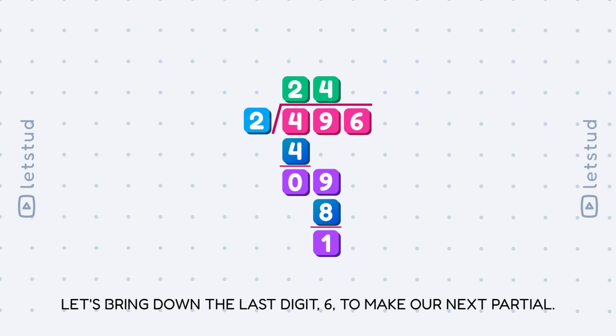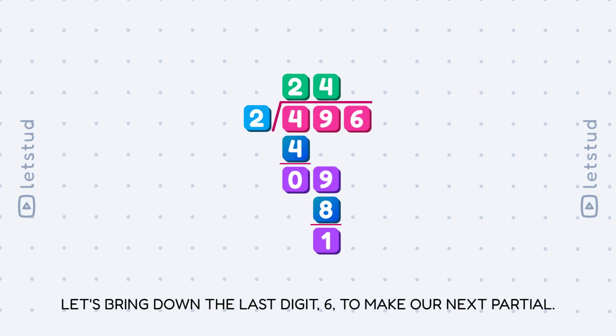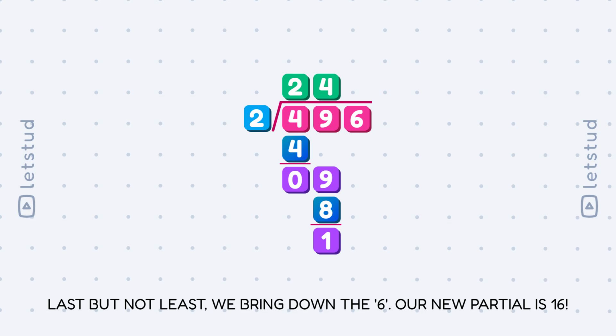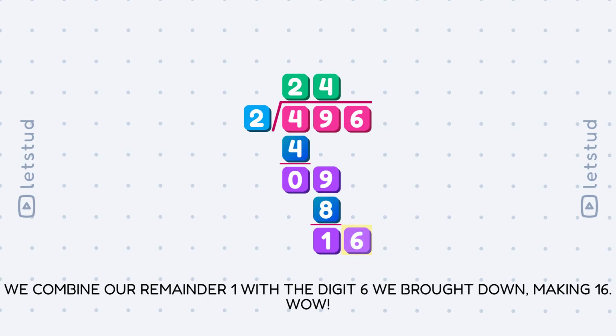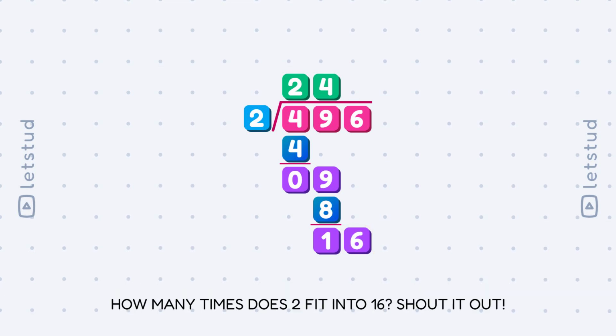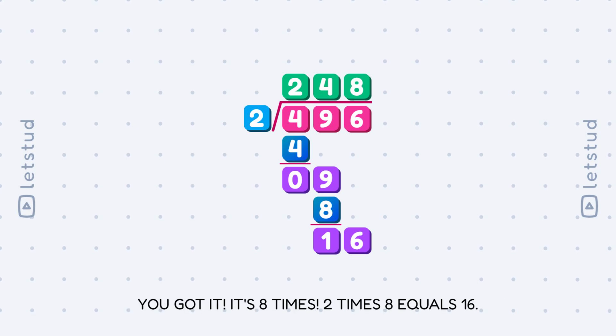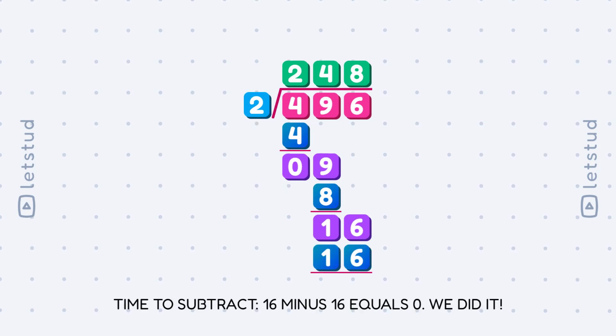Let's bring down the last digit 6 to make our next partial. Last but not least, we bring down the 6, our new partial is 16. We combine our remainder 1 with the digit 6 we brought down, making 16. Wow. How many times does 2 fit into 16? Shout it out. You got it, it's 8 times, 2 times 8 equals 16. Time to subtract: 16 minus 16 equals 0, we did it.